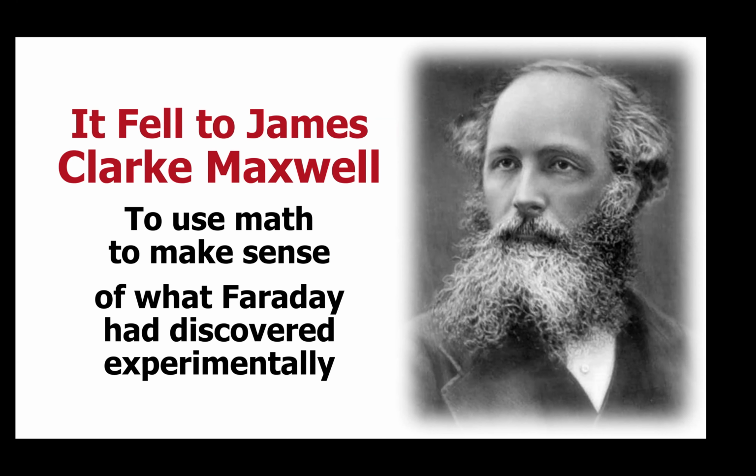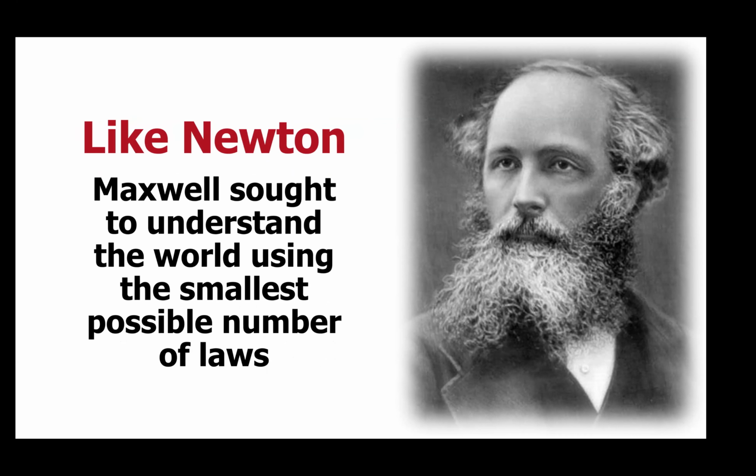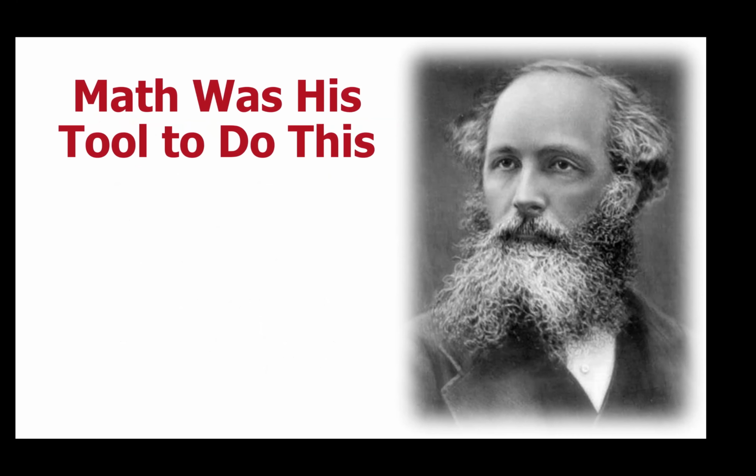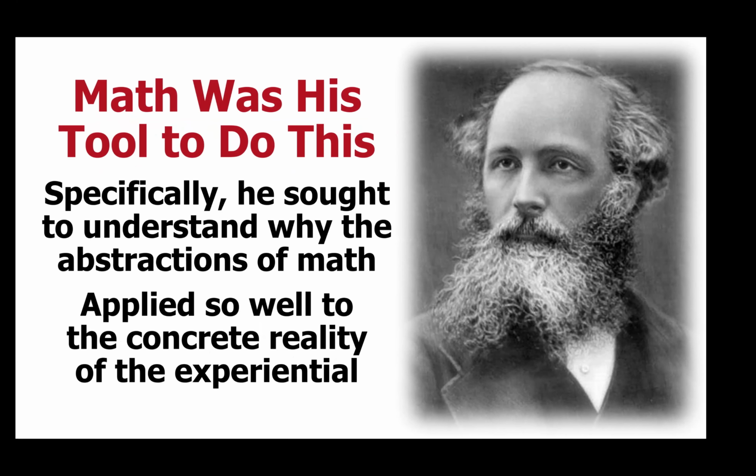Maxwell was a mathematician, and it's Maxwell who used math to make sense of what Faraday had discovered empirically. The experiments came first. Maxwell's trying to bring some kind of order to the experiments. Like Newton, Maxwell sought to understand the world using the smallest possible number of laws. Math was the tool to do this. Specifically, he wanted to understand why the abstractions of math, pure math, applied so well to the concrete reality of the experimental. So what Galileo had said centuries earlier, Maxwell is trying to work that out. He's trying to comprehend it.